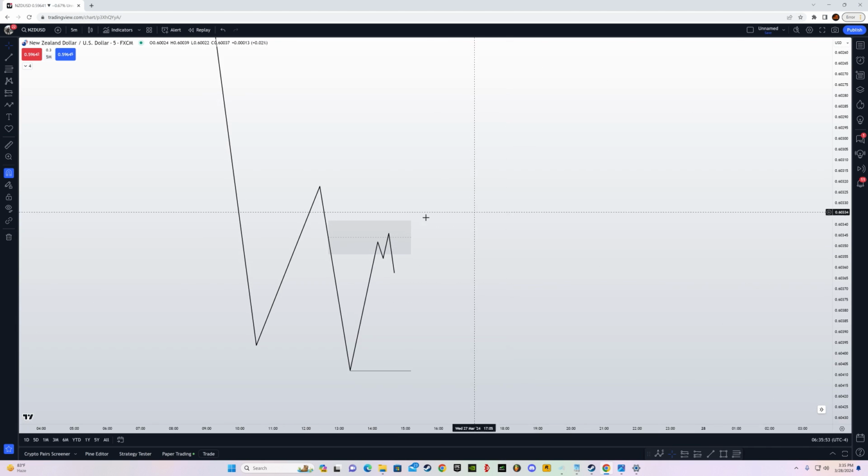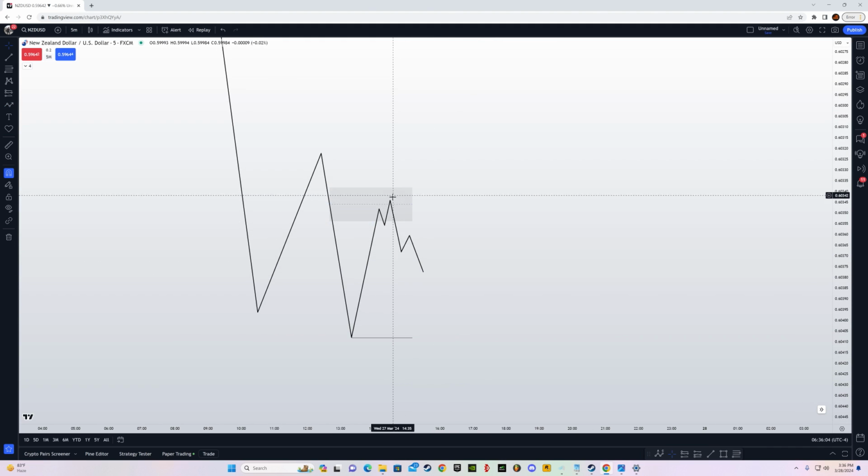So once you have a market structure shift, right, what I looked for is a lower low, lower high, and then a lower low formation. So that is my favorite entry pattern that I look for. So after market structure shift, right, you have to look for this pattern, and this is very powerful. We have A, B, C pattern.